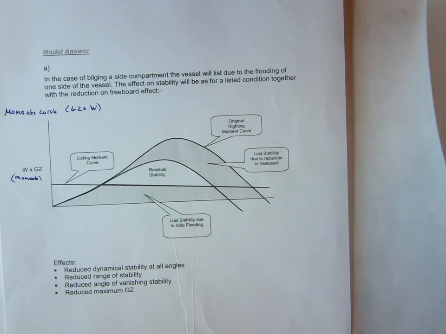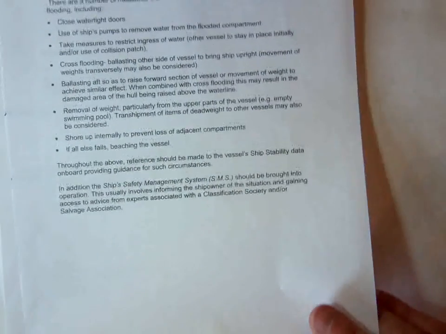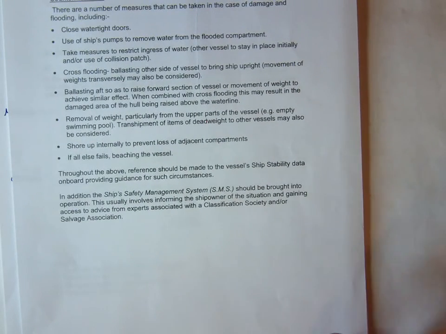Now the countermeasures that we could perhaps do: close watertight doors, use our pumps to remove water from the flooded compartment, take measures to restrict the ingress of water. In other words, the other vessel may well stay in place to stop the ingress of water, or some sort of collision patch. Cross flooding, so balance the other side to bring the vessel upright.